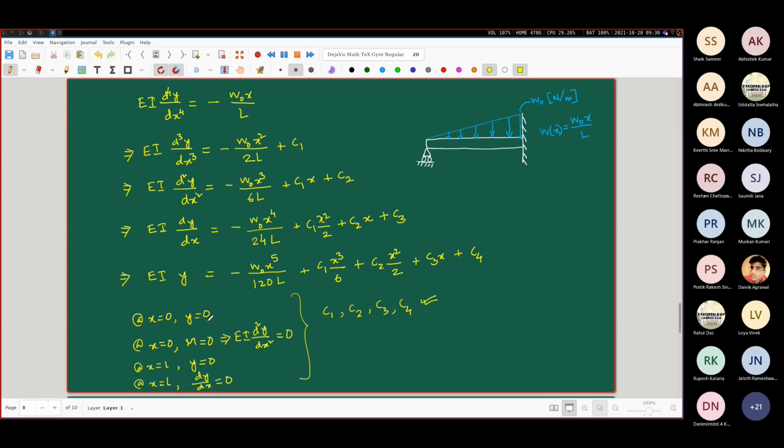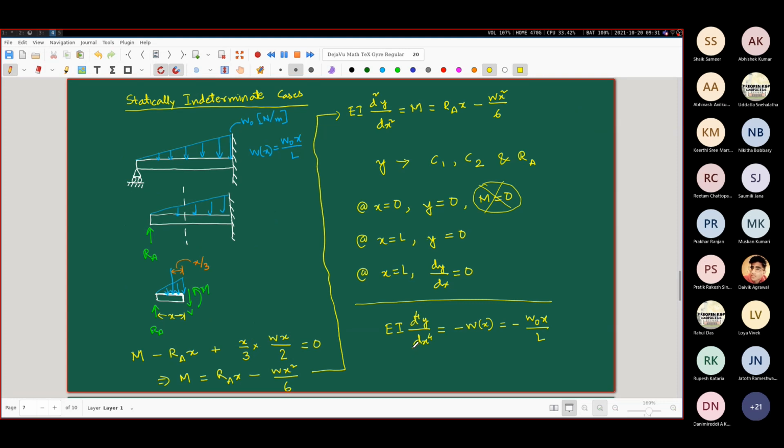All nice and good. What happened to that RA? So from the bending moment equation in the previous case, we got moment as a function of x, RA into x minus w x square by 6. We can compare that with one of the equations among the four equations which we got later. The RA will be equal to C1, I guess.